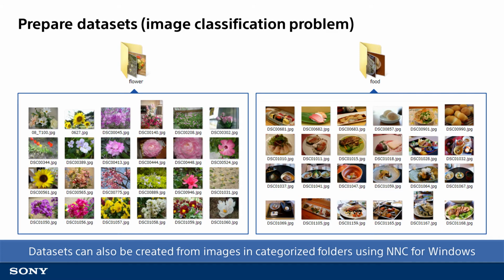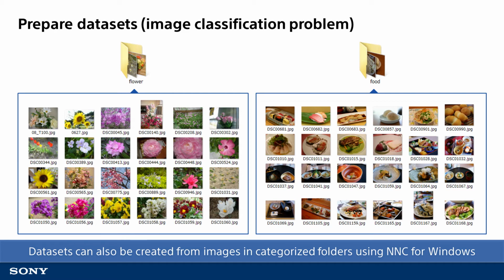These datasets can be created more easily in the Windows version of Neural Network Console by using the included tool to create image classification datasets. To use this tool, create folders representing each image category and place your images in the correct folders. As illustrated here, to categorize images as flowers or food, create a folder that contains many images of flowers and another folder that contains many images of food.